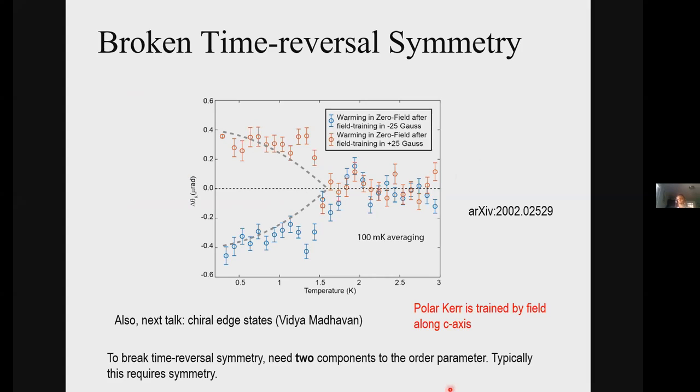You'll see more evidence of that in the next talk, in Vidya Madhavan's talk. And I'm not really going to talk very much about this. I'm just going to let her talk about this. One thing I mentioned earlier is that if we want to break time reversal symmetry in a superconductor, we need to have two components to the order parameter, and this requires some higher symmetry.